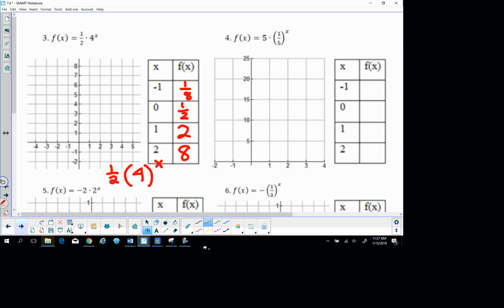Cool. Now I'm just graphing these. So at 0, it's 1/2. So I'm going halfway up right here. At 1, it's 2. So 1, 2. At 2, it's 8. And then I just draw it, and it's landing on the axis.